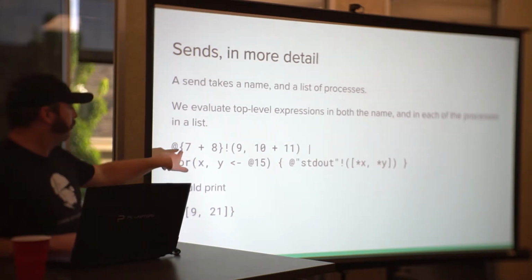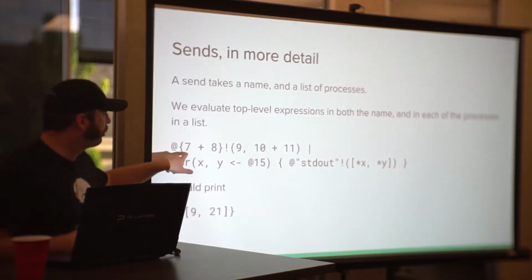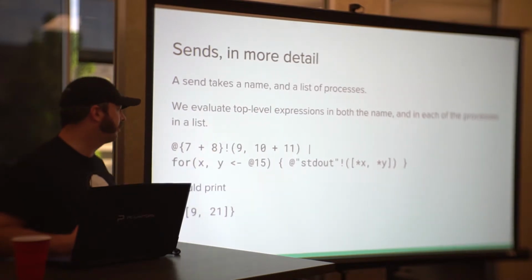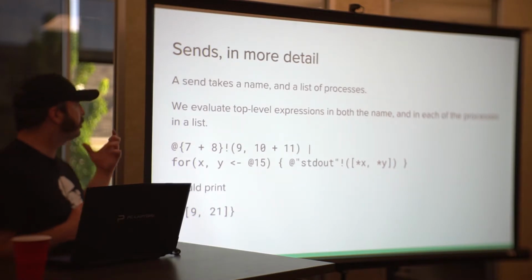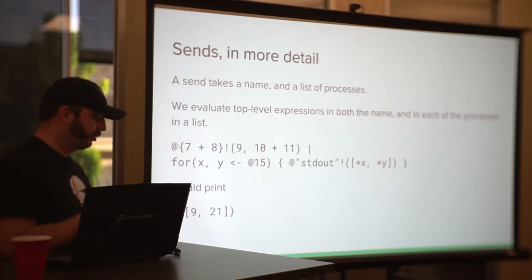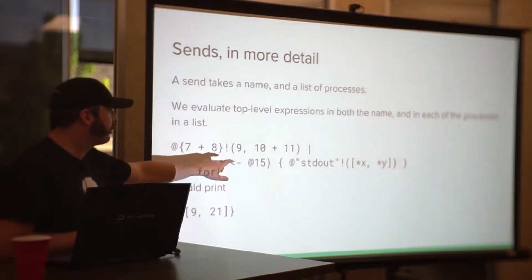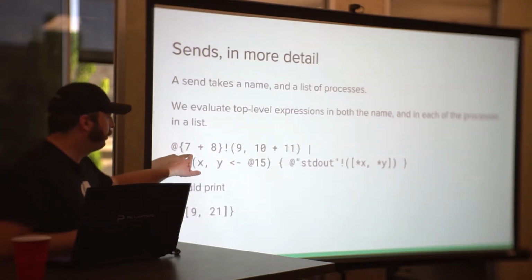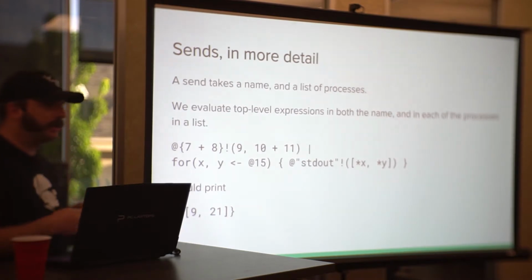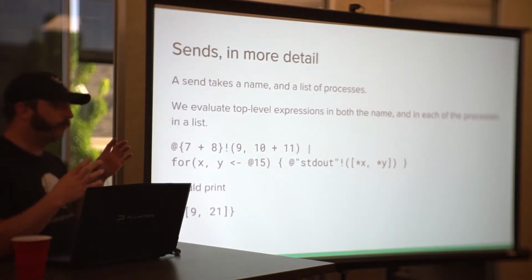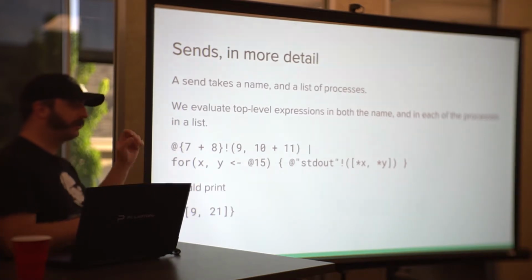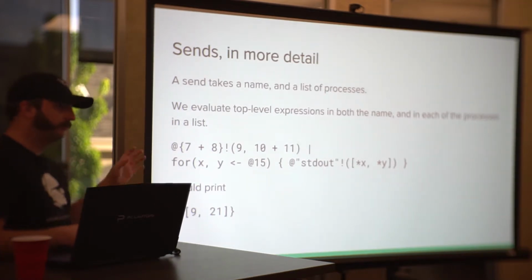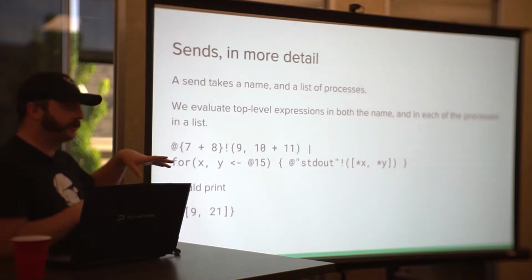So here's a send. We're going to quote this process, 7 plus 8, and we're going to send the values 9 and 10 plus 11. But top level expressions in general don't get evaluated. But here, when we quote this expression, we do actually evaluate what's inside, and the time when it's evaluated is on the actual send. We leave it alone until the send actually, it turns out we're actually going to evaluate this send right now.